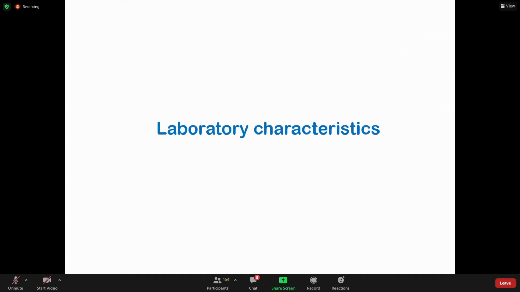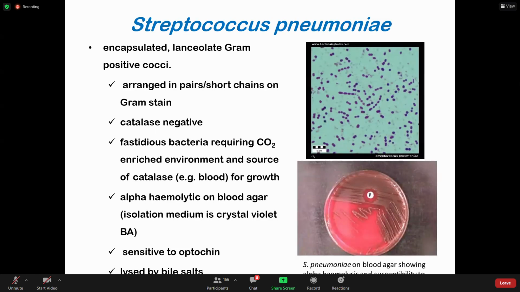So let's focus on some of these bacterial agents we have listed in terms of their laboratory characteristics. We start with Strep pneumo because this is the most prevalent agent associated with infection. The organism is encapsulated and has a lanceolate shape when we look at it under Gram stain. It's also gram positive and they are cocci. They can be arranged in pairs or in short chains as seen on Gram stain.